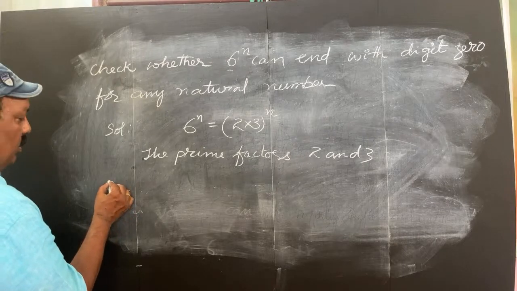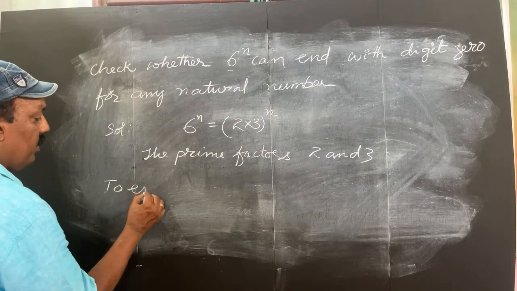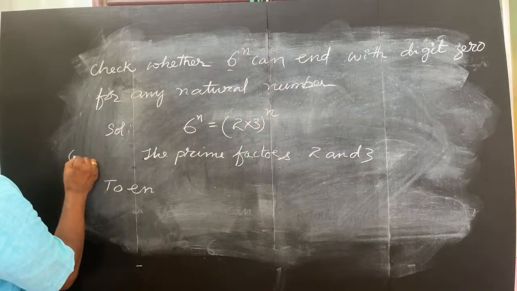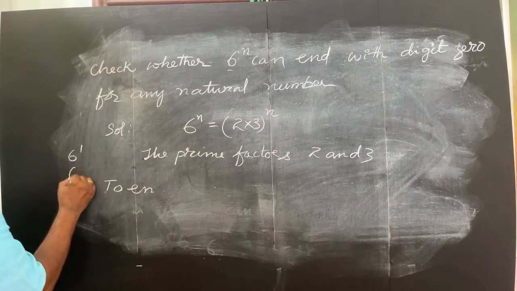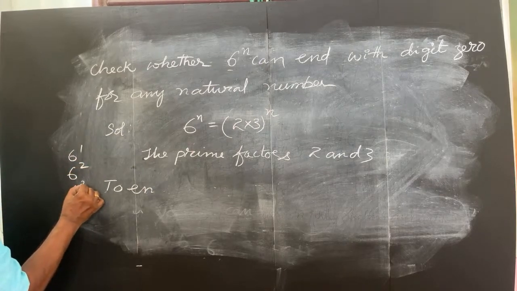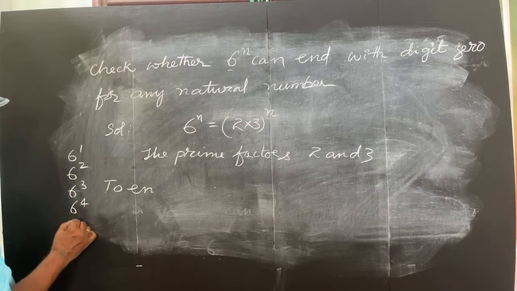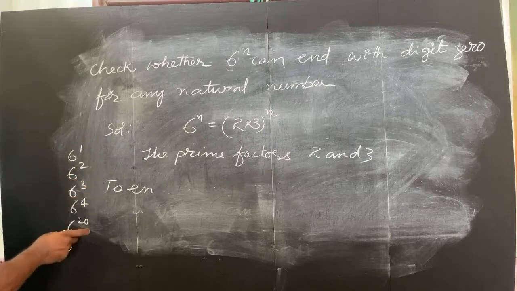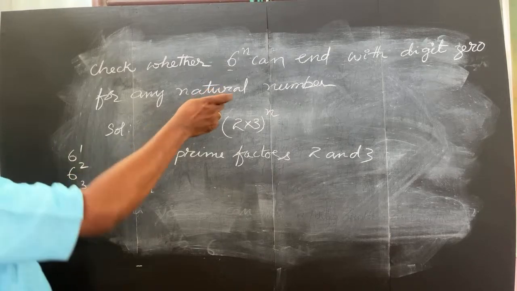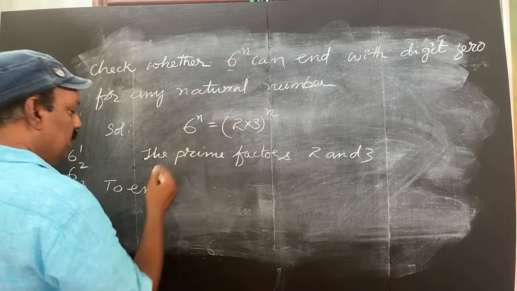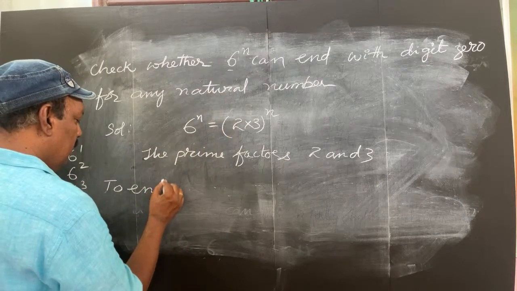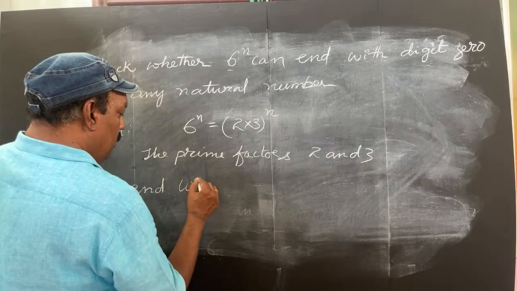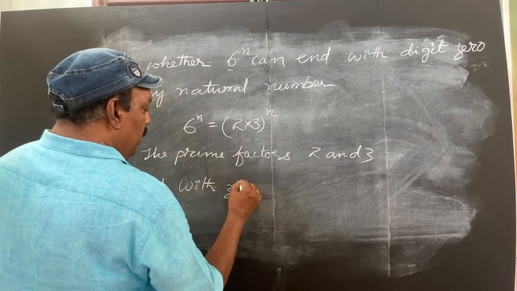Now, what is the conclusion? To end with 0, what is it saying? 6 to the power of n, for example, 6 to the power of 1, 6 to the power of 2, 6 to the power of 3, 6 to the power of 4, 6 to the power of 20. Whatever it may be, however many exponents the 6 is carrying, should it end with 0 or not?